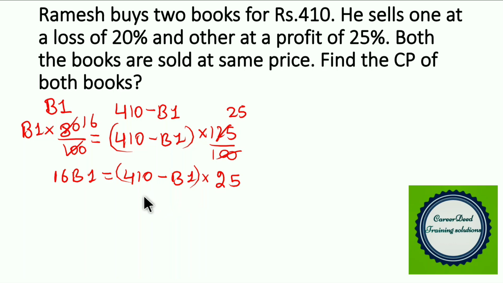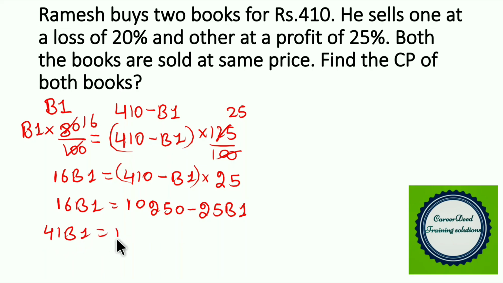Now when you simplify this, you will get the value of B1, right? Okay, when you simplify it, what will you get? 16 B1 equal to 10250 minus 25 B1. So when you carry this 25 to the left hand side, you get 41 B1. So 41 B1 equal to 10250, where B1 equals 10250 by 41, you get 250.